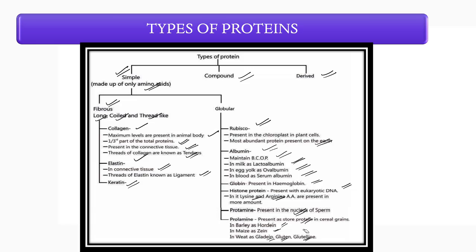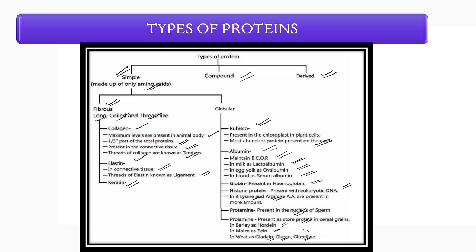Fibrous proteins are long, coiled and thread-like. They include collagen, elastin and keratin. Collagen is the maximum protein available in the body, then elastin, and then keratin. Globular proteins include rubisco, albumin, globulin, histone proteins, protamines, prolamines. Prolamines are stored proteins present in different grains, like maize as zein, barley as hordein, wheat as glutenin. Protamines are present in the nucleus of sperm.